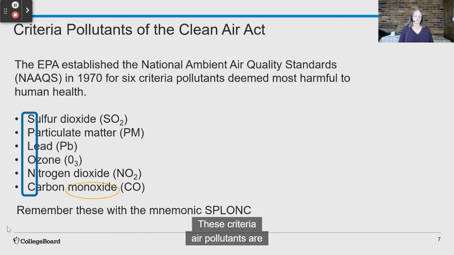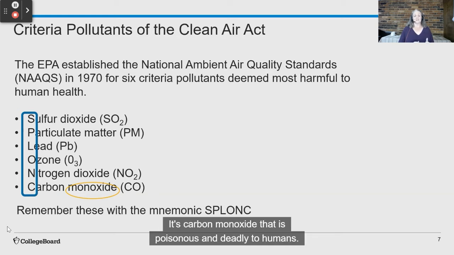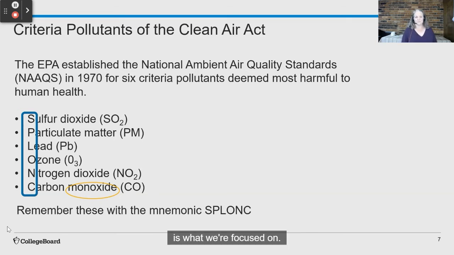These criteria air pollutants are things that are very dangerous to human health. And while carbon dioxide is problematic, and we will talk about it in this unit, it's carbon monoxide that is poisonous and deadly to humans. So these criteria air pollutants, these NAAQS, this is what we're focused on.